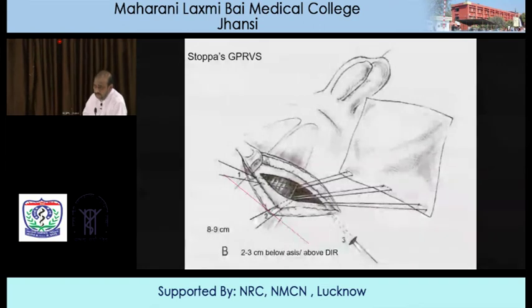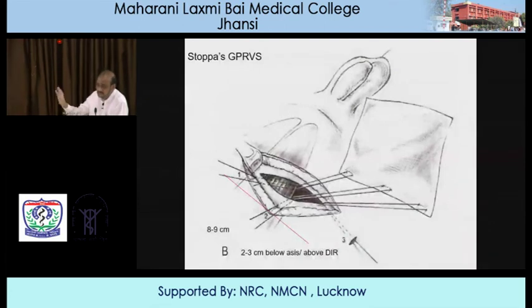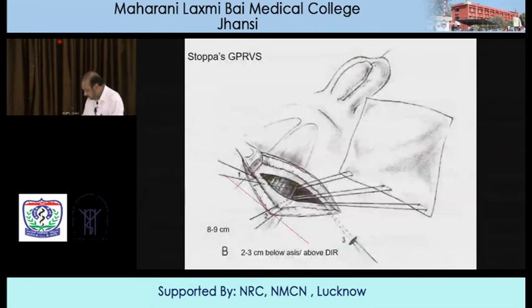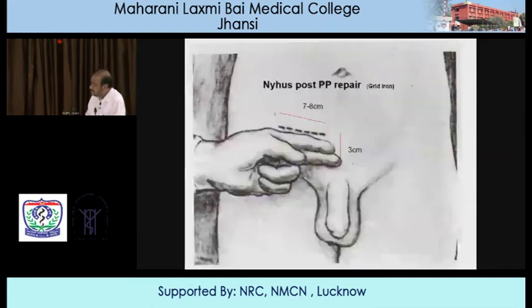Right? So this was what all the repairs, the TEP or the TAPP repair, were based on. That was the basis of all these repairs. That's why this was thought to be the starting point of all laparoscopic repairs. Right? The Kugel is a posterior preperitoneal repair.